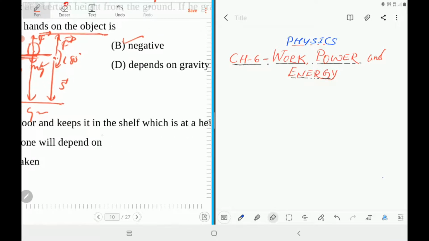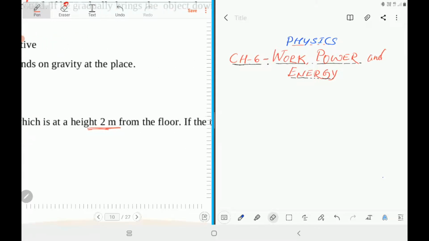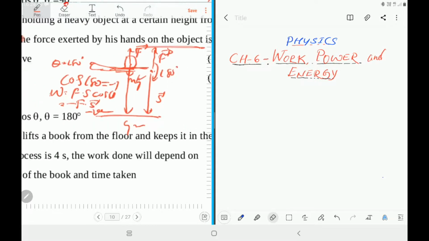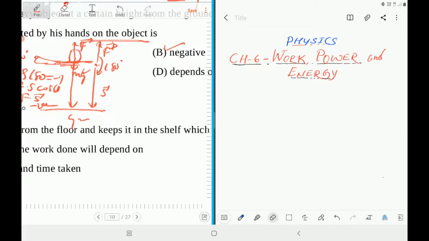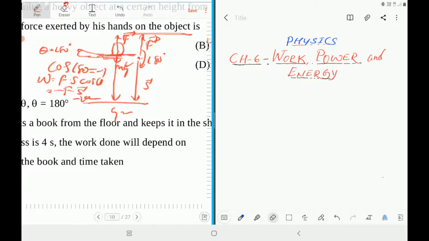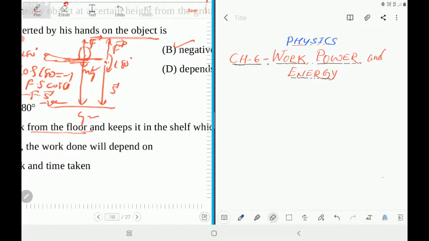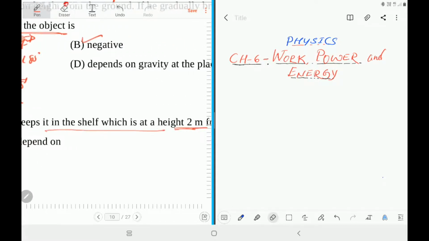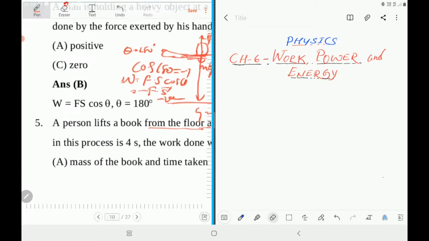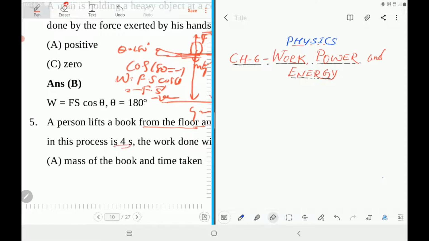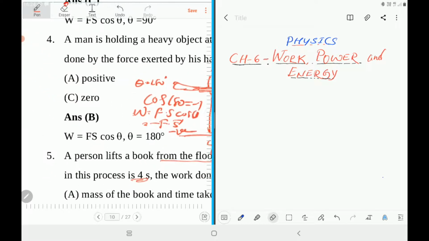on a shelf which is at a height of 2 meters from the floor. If the time taken in this process is 4 seconds, the work done will depend on what factors? A person lifts a book from the floor and keeps it on a shelf which is at a height of 2 meters from the floor. The time taken in this process is 4 seconds. In 4 seconds, he is lifting it up. The work done will depend on what factors?